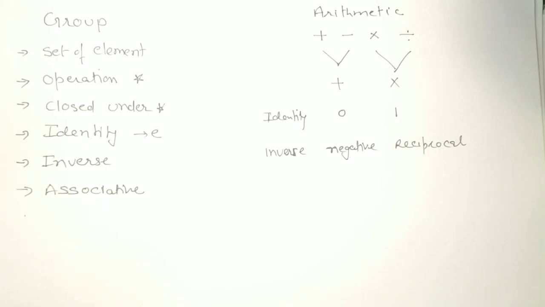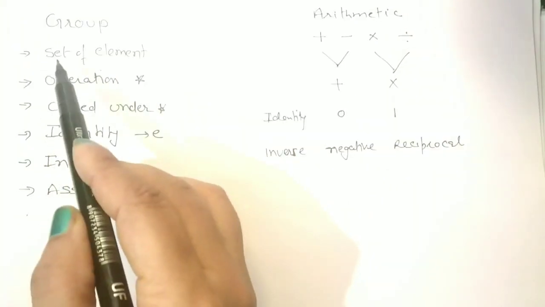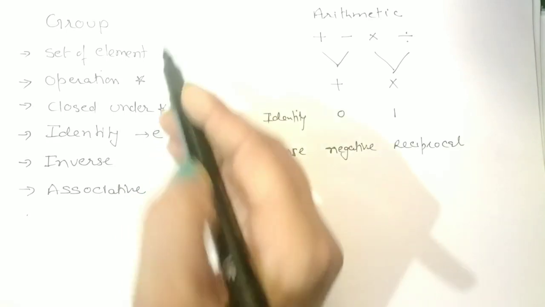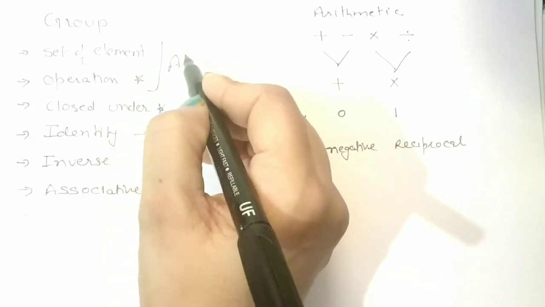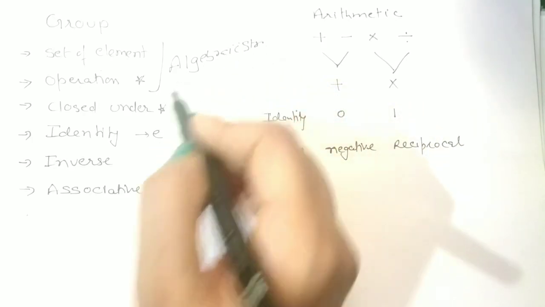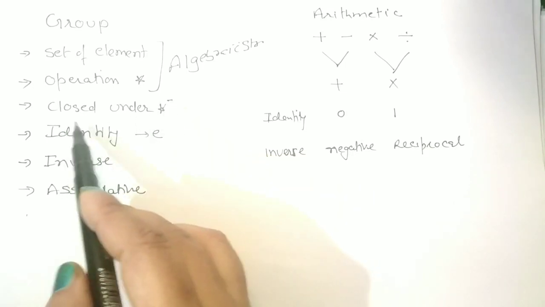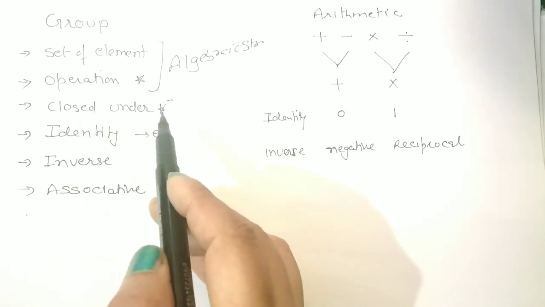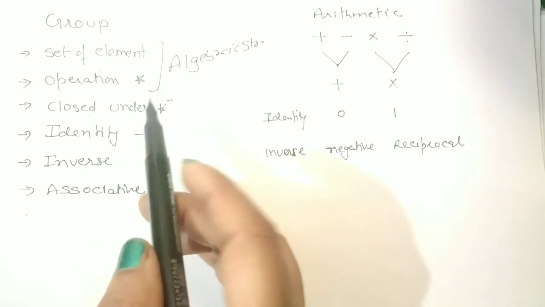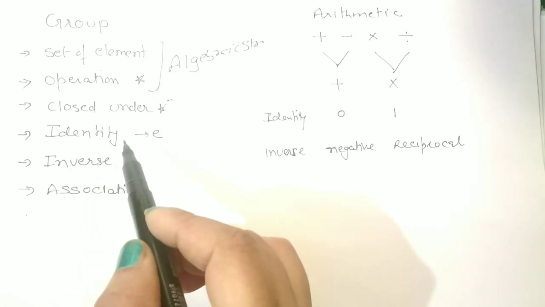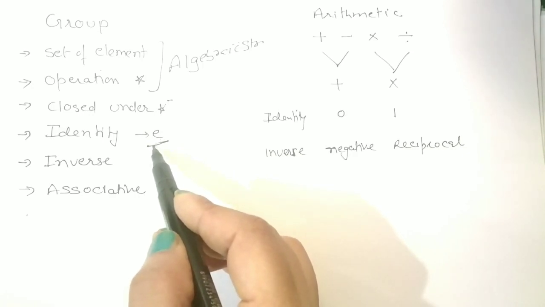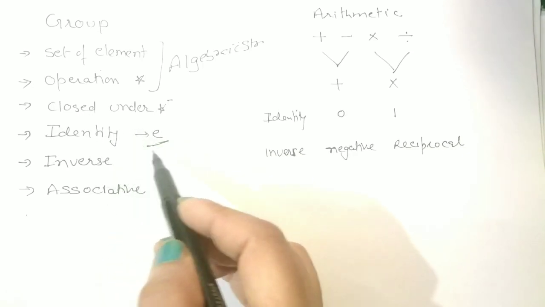So students, what is the definition of a group? For a group, we need a set of elements, then one operation on it, that will become an algebraic structure. And these four properties: closure property, closed under that operation, means if you operate two elements, the resulting element is from the same set. Identity element, that is denoted by e generally.